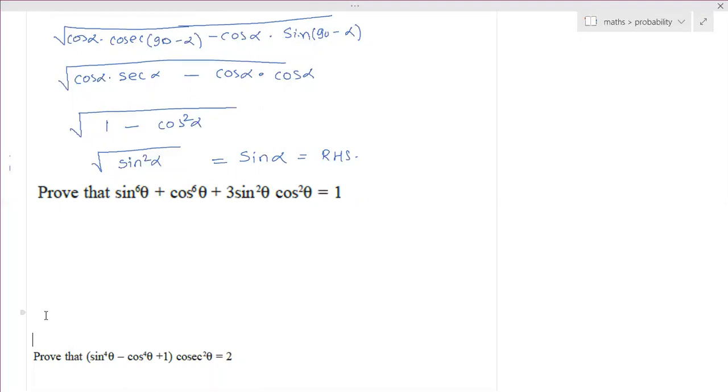Ma'am, yes. I have a doubt. I'm not sure whether it is sine raised to 6 theta plus cos raised to 6 theta, 3. Okay, once we get 3, we can take 3 common and do some stuff, I guess. This is sine 6 theta, here 3 sine square theta cos square theta.